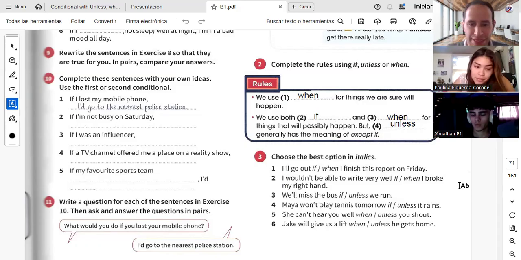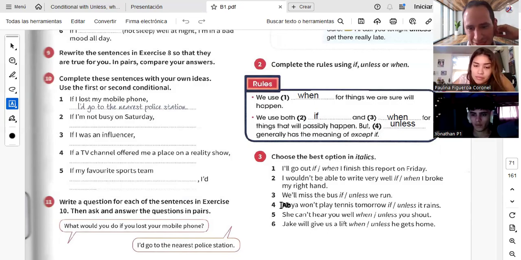Number three, Paulina, please. We will miss the bus unless we run. That's correct, Paulina. Oh my gosh, well done. You're on fire. Okay, Jonathan, number four.